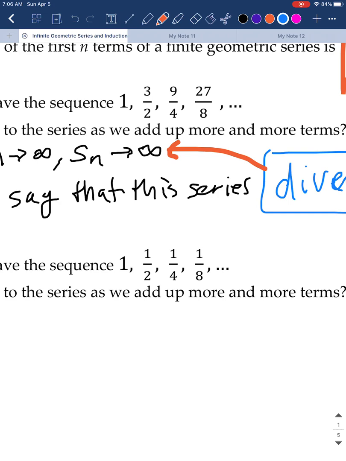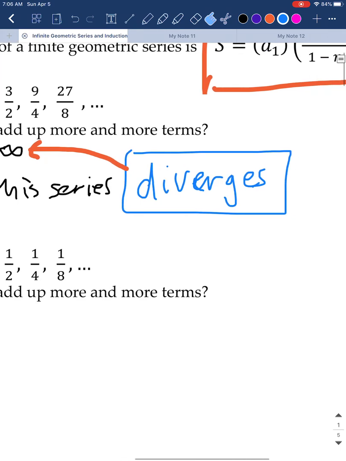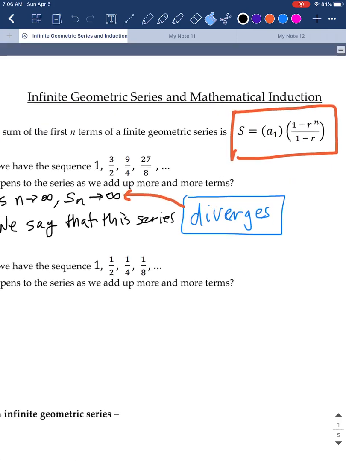It's going to approach some form of infinity. It could be going to negative infinity as well if we had all negative terms. But diverges means there is no sum value that we can set to this particular sequence when we add up the terms of it. Okay.